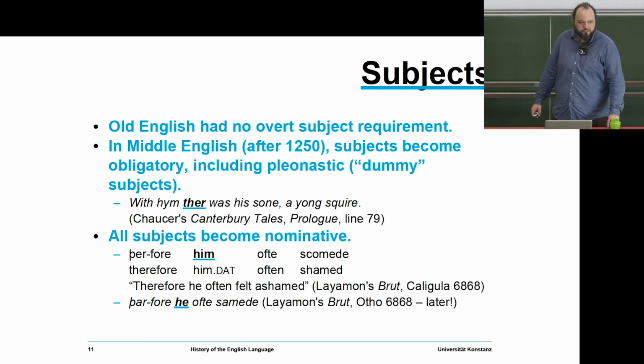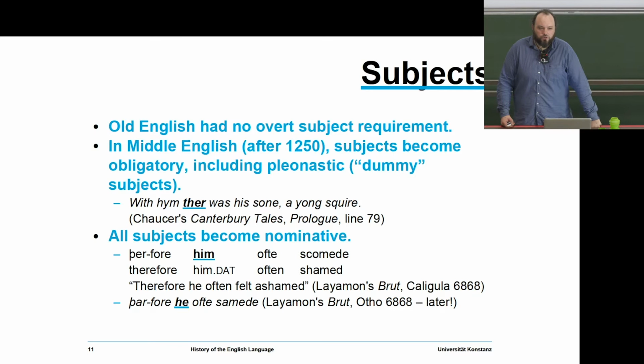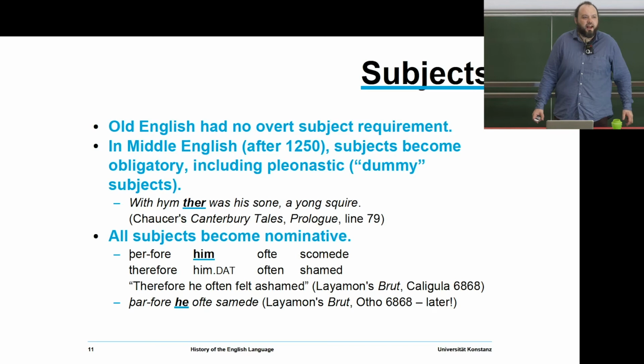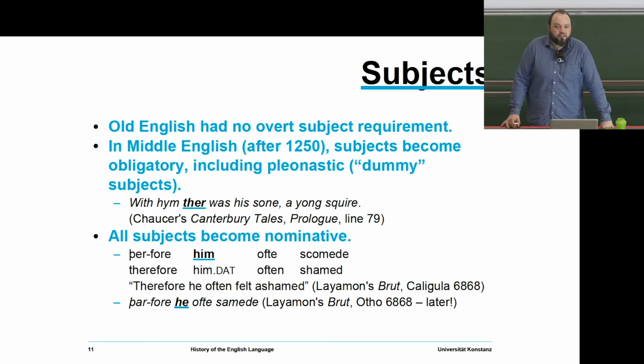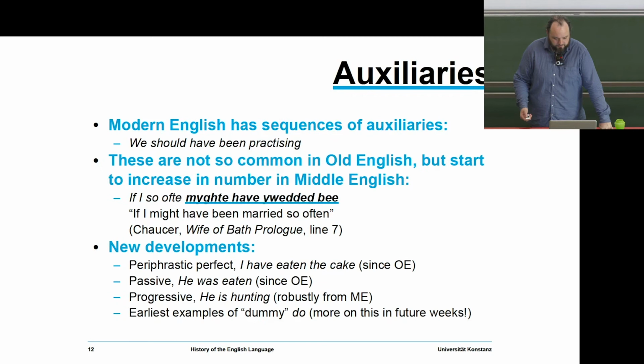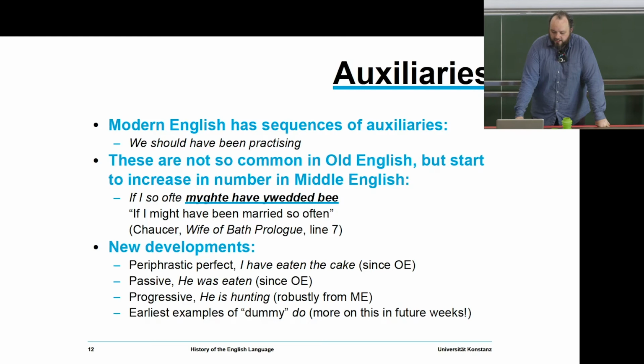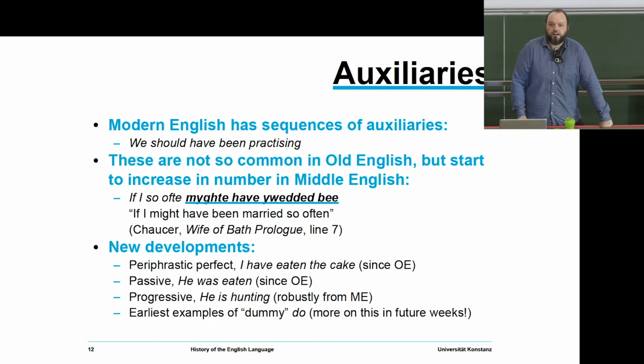So in Middle English, you can start to see most of the properties of the present-day language emerging. You can start to see how the language develops in the way that it does. Certainly in terms of syntax, there is a huge amount of change during this Middle English period. Here are some other examples. In modern English, we have sequences of auxiliaries, so we can have many auxiliaries stacked up.